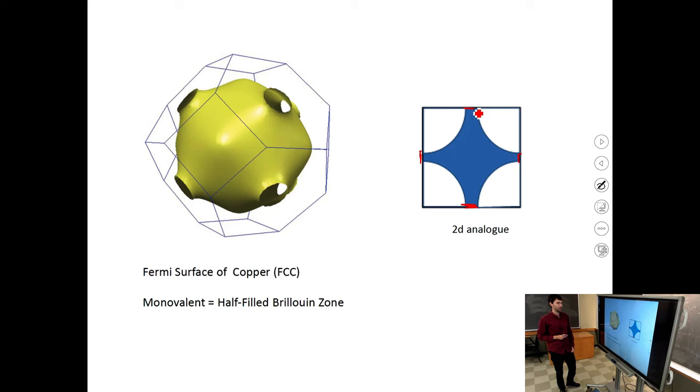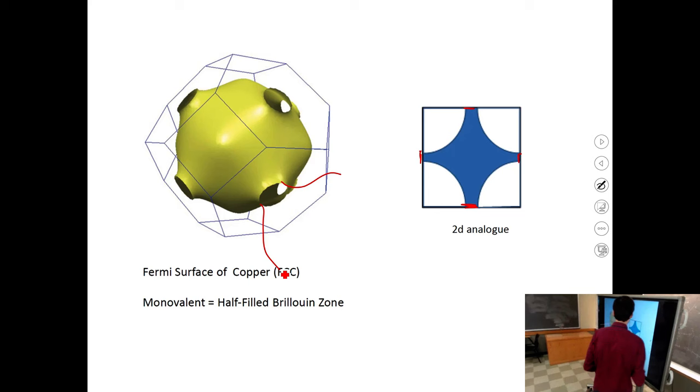And these mean that the Fermi surface just reaches the boundaries of the Brillouin zone. So if we draw a second zone here, it will go smoothly into that. It's sometimes called an open Fermi surface. So these are all obtained by playing with the strength of the potential.